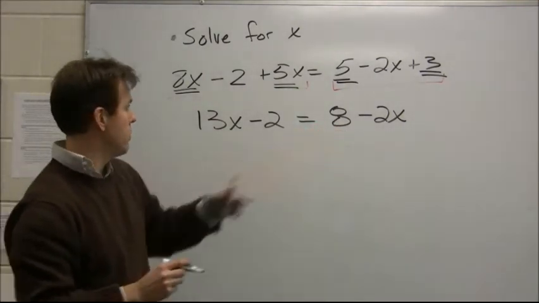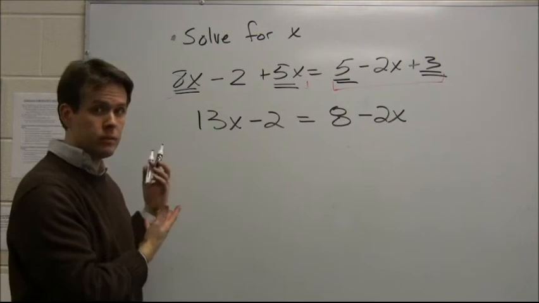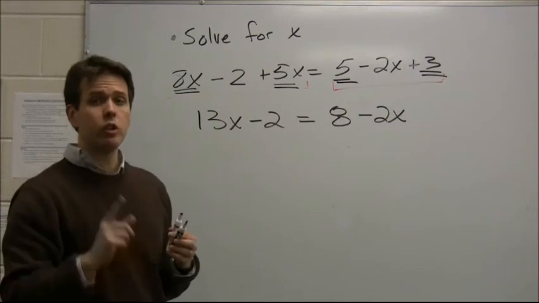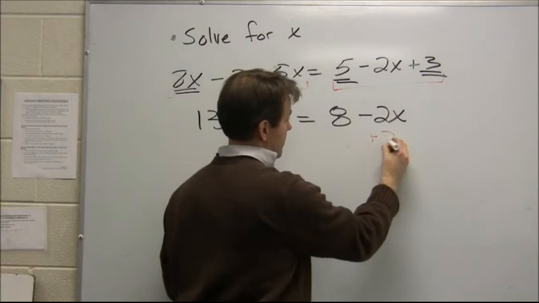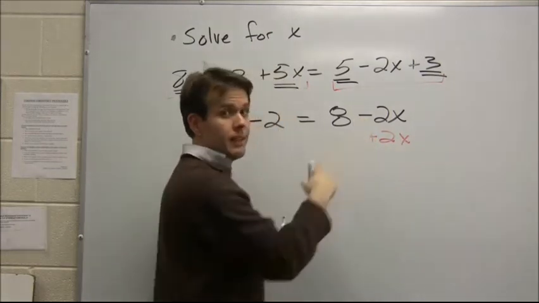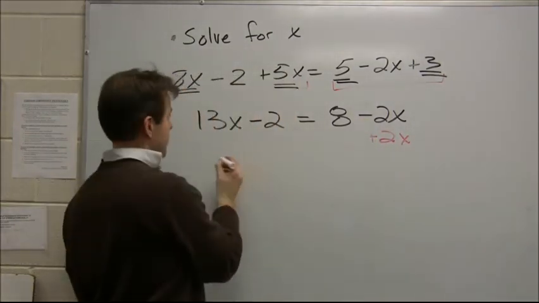I'm going to combine all my x terms, and then combine all my constants. And this time I'm going to show you how to do it in one step. Let's go ahead and move my x term. I'm going to add 2x to both sides, because that's a subtraction. To undo subtraction, I add.